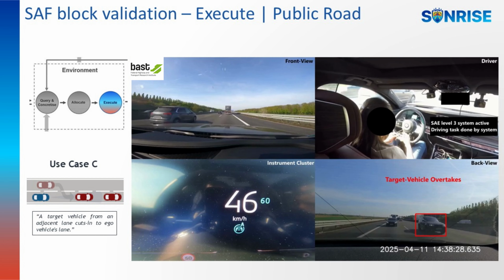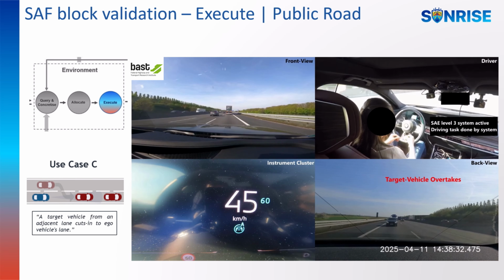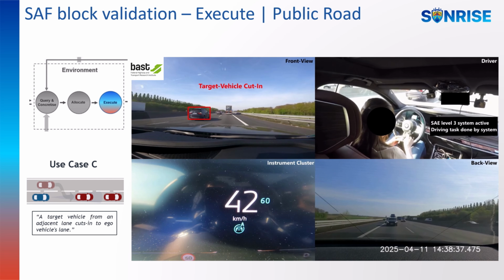In the video on this slide, a four-way split screen is shown, featuring footage from two different test drives on public roads during a cut-in scenario. In both scenarios, an SAE Level 3 system is active, with the driving task fully managed by the system. In the first video, a vehicle overtakes the test vehicle and cuts in ahead of it. The ego vehicle system responds by decelerating and adjusting its speed to the traffic situation.